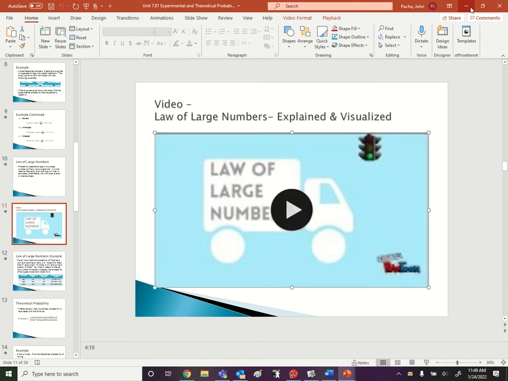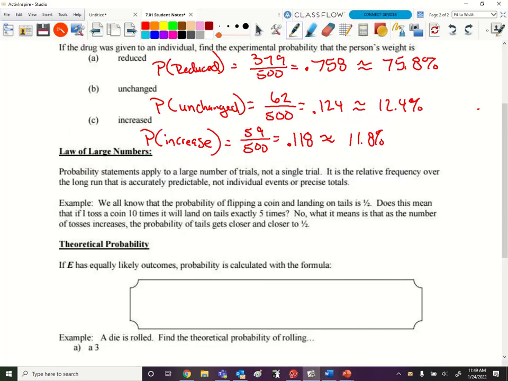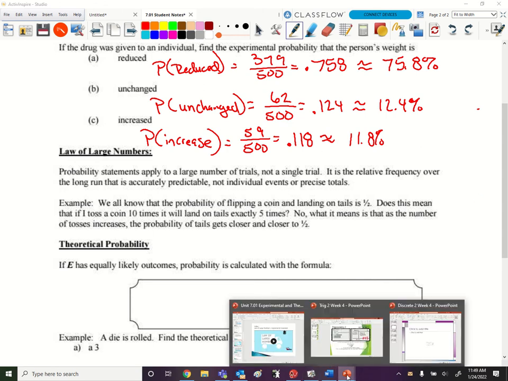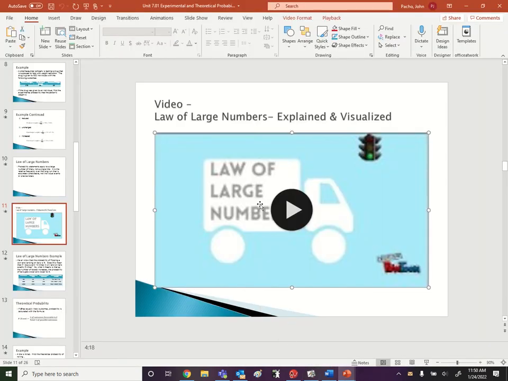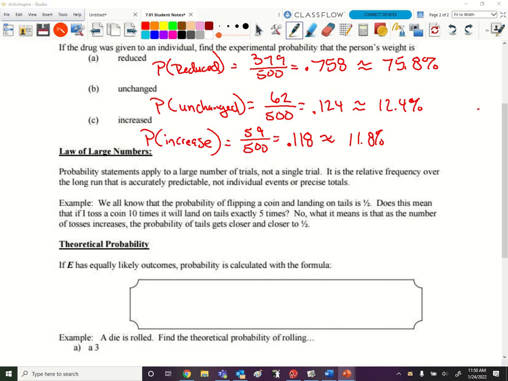All right. Okay. So hopefully that actually helped a little bit. So what we have here is, gotta get that one and change that over there. All right. So the law of large numbers.